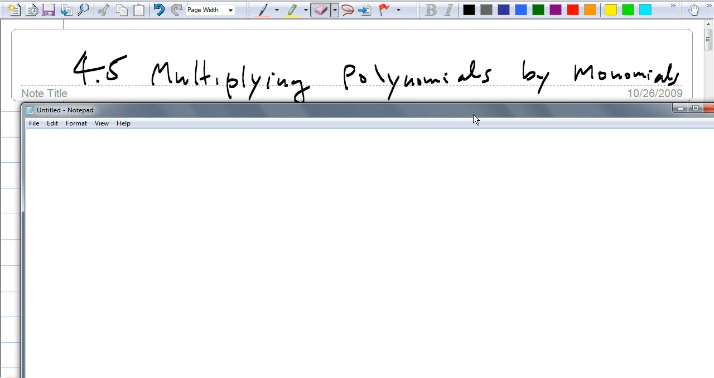To multiply polynomials by monomials, you're going to need this property. Anybody know which property we're going to need? So for example, if I have a binomial times a monomial, like 2x plus 3 times 3x, in order to do that, you're going to need this property. Anybody know what property we will need? Starts with D. Yes. Distributive property is correct.